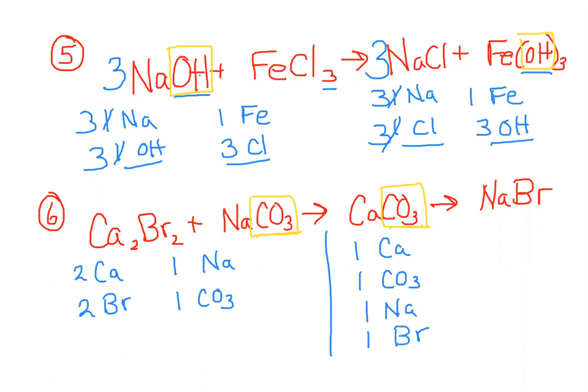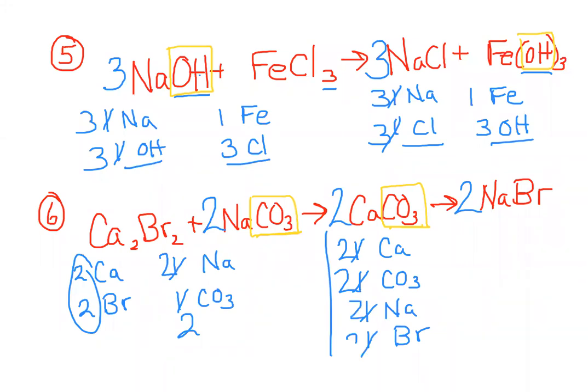We got 1 of everything over on this side. And we've got 2s over here, so we better do something to make 2s over here. We need a 2 for the calcium, so I'm going to put a 2 in front of that. That gave me a 2, but then that also gave me a 2 there, which means I have to come back over here because I need this to be a 2, so I better put a 2 here. That gave me a 2, but it also gave me a 2 of the sodium. So then I got to come back on this side because I only have 1 sodium and put a 2 here. And that gave me 2 sodium, but it also gave me a 2 bromine. Now everything is balanced and everything has 2.